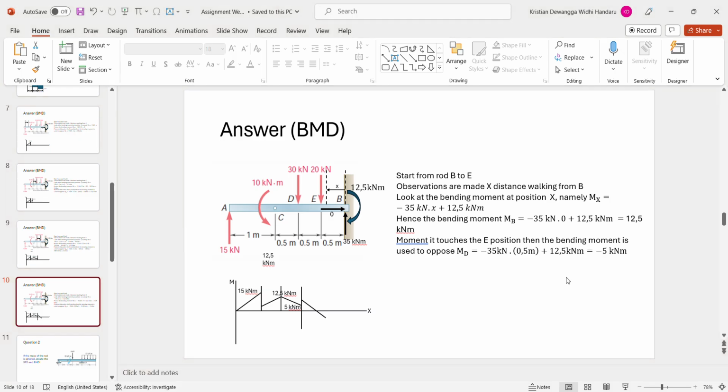And for the ME, minus 35 kilonewton multiplied by 0.5 meter plus 12.5 kilonewton meter equals minus 5 kilonewton meter. And this is for the graphics.